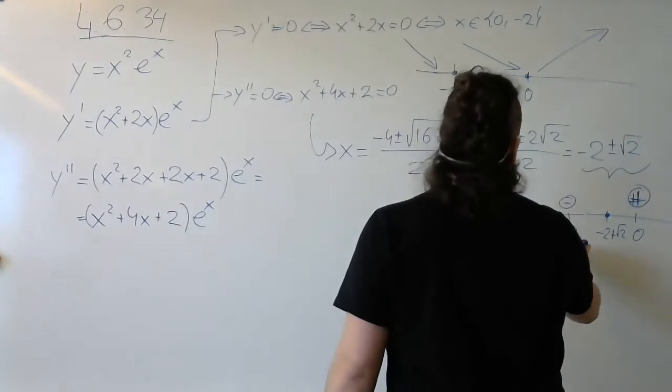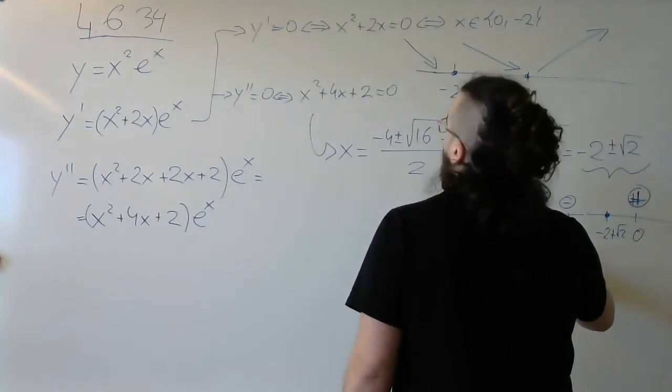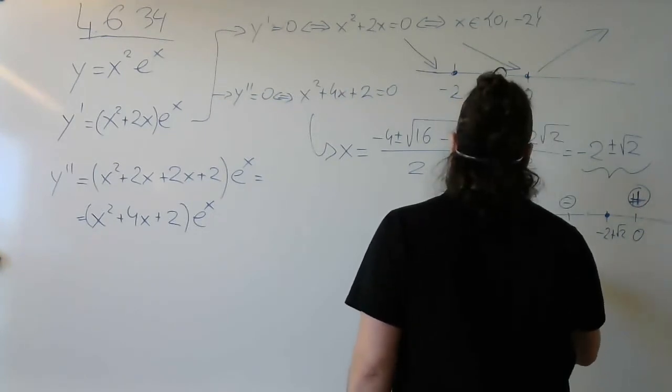So in -2, we know that the second derivative is smaller than 0. So x equal -2 is a local max.